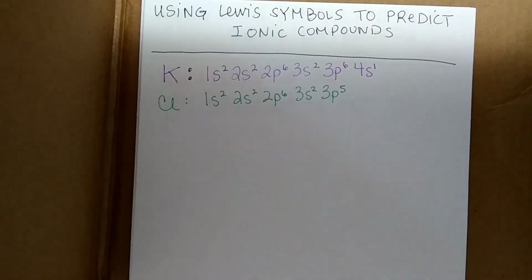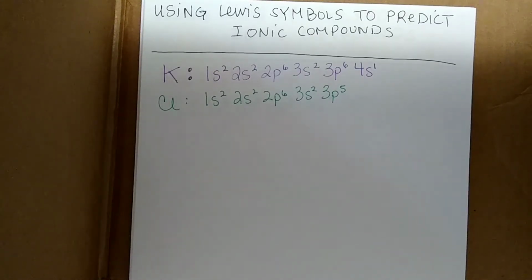Okay, in this video I'm going to talk about using Lewis symbols to predict the structures of ionic compounds. So we're going to go through a small example here using KCl and show that Lewis theory is able to predict the correct chemical formulas for a lot of basic ionic compounds.